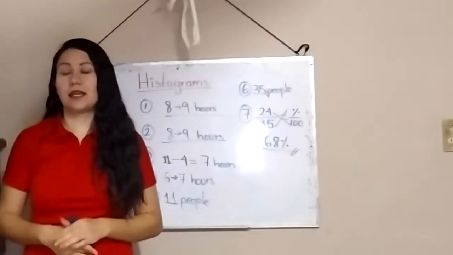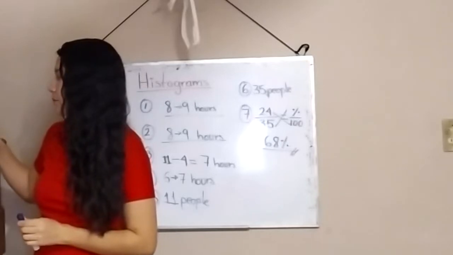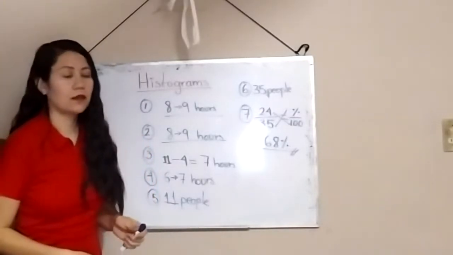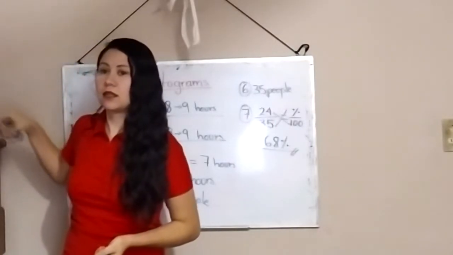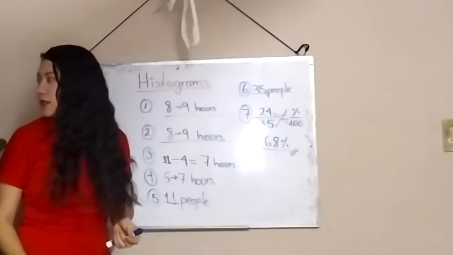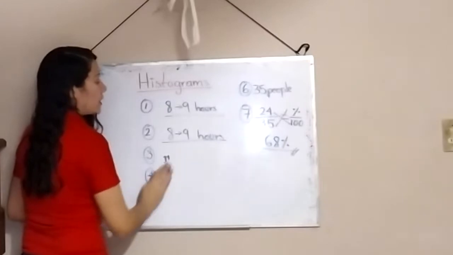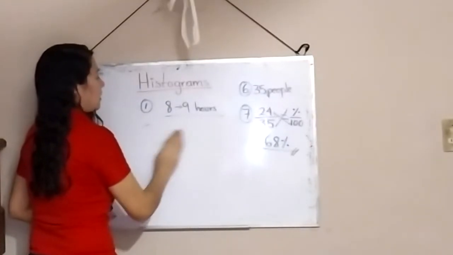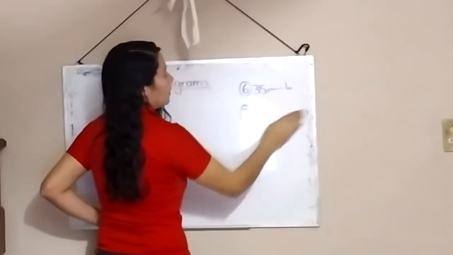Now, if we have data and we need to make a histogram, we have the following steps. First, we need to choose the size of the intervals. In skill check number 2, we have an example and they are already giving us the interval size. They are asking us to make intervals of 2.